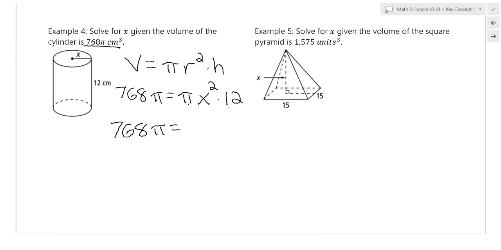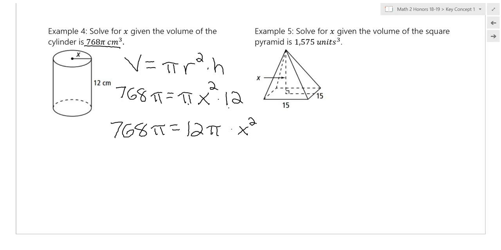I'm going to write this as 12 pi times x squared. I can do this because of the commutative property, right? 2 times 3 is 6. 3 times 2 is 6. It doesn't matter what order I multiply it.